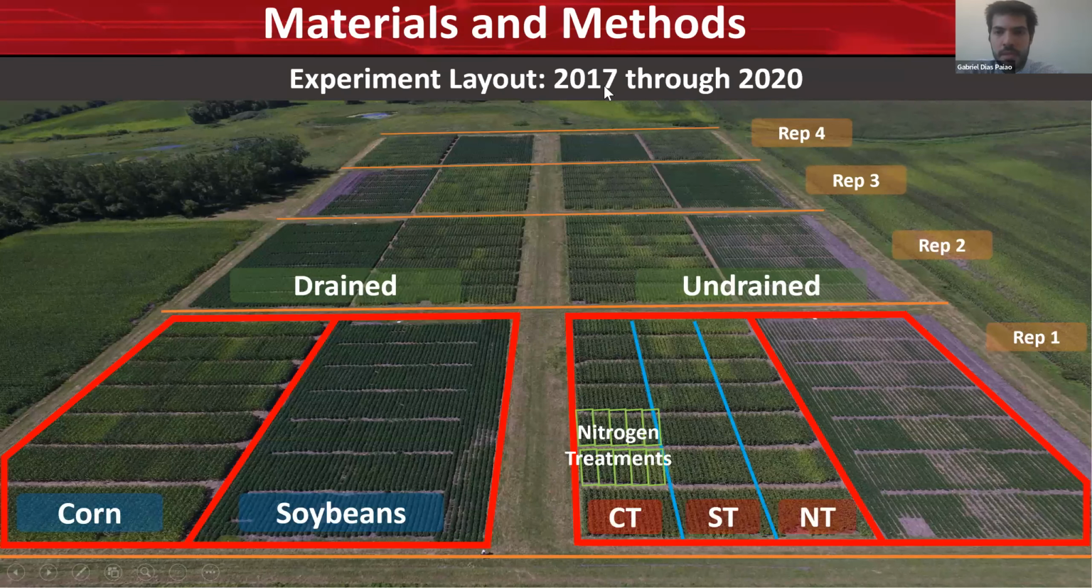Starting in 2017 until 2020, we included tillage treatments. So we had conventional tillage with chisel plowing during the fall, and then spring field cultivation, and then strip tillage with the strips created in the fall as well every year, and then no tillage where there was no tillage. We just left the crop residue at the soil surface. And so this was the layout from 2017 until 2020.